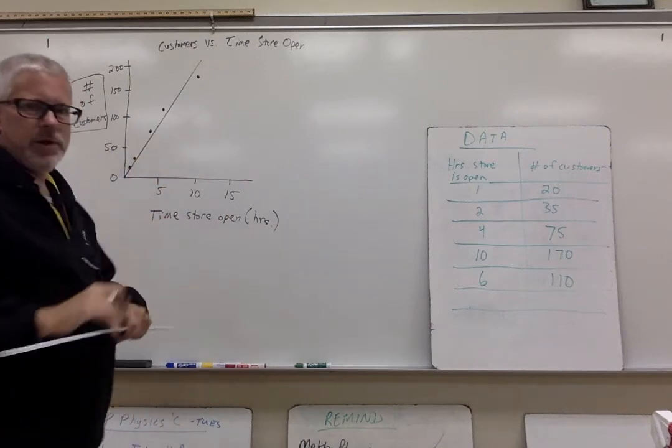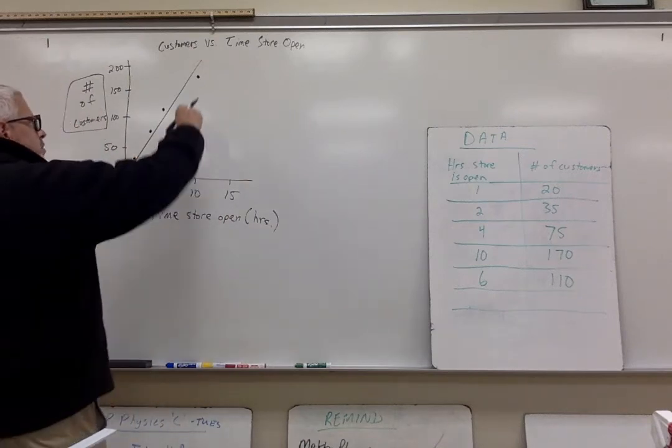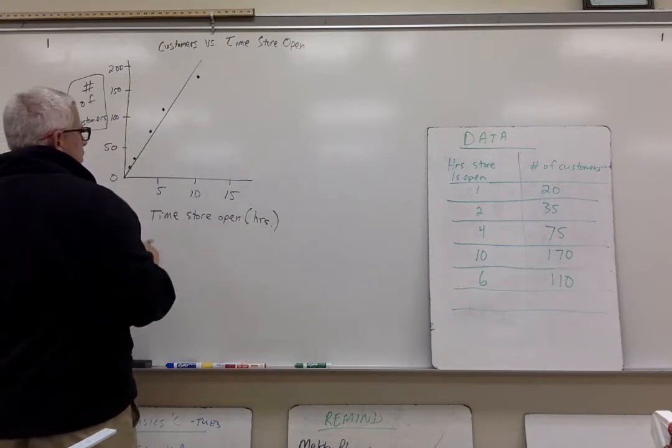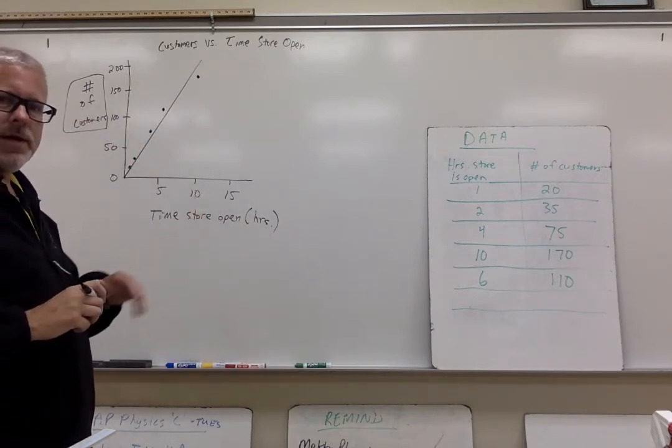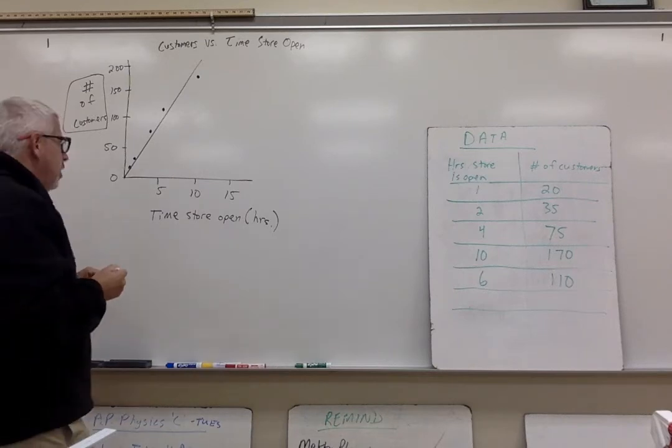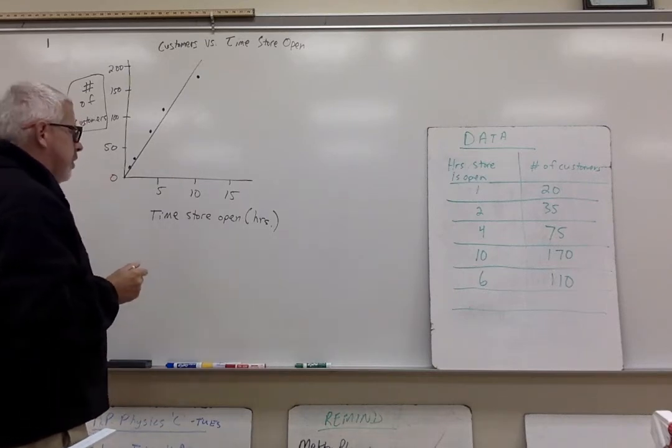Now, if you look at this, the top point is below the line and all the other points are a little bit above. So I might question whether or not that's a curve. We'll get into that a little bit later in the course. But right now I'm going to approximate a straight line.